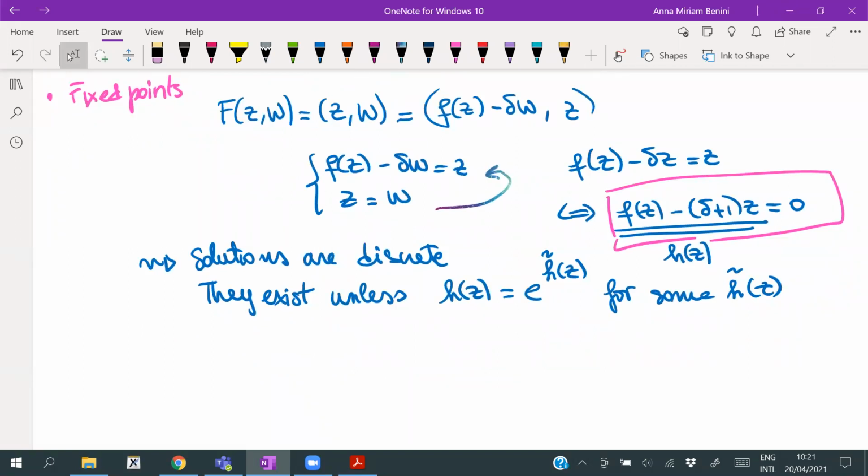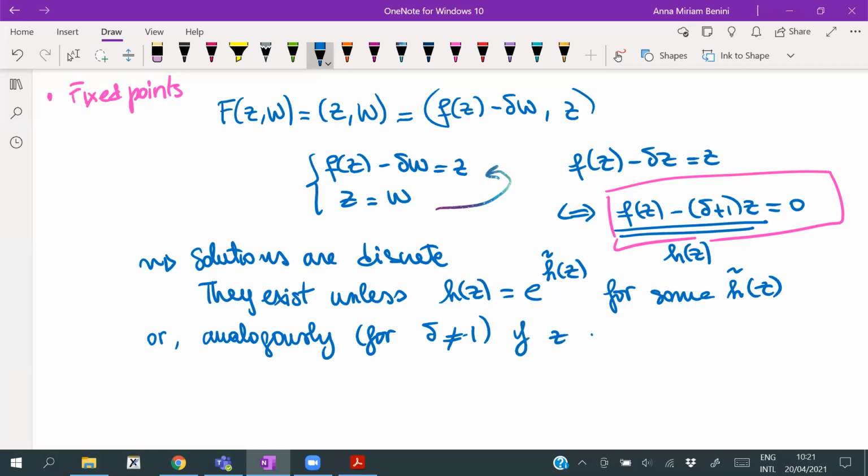Or if you want, if delta is different from -1, if z is a fixed point for the function g equals f of z over delta plus 1.